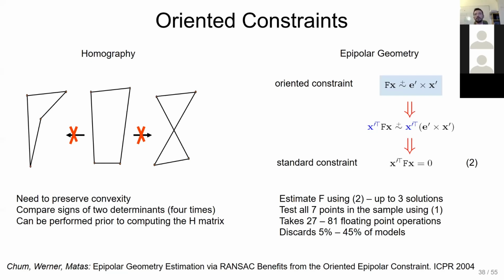And what you can do, you can estimate your fundamental matrix as usual using the standard constraint. Then you can take the 7 correspondences that were used to estimate the fundamental matrix and check whether the oriented constraint holds for all of them, which is very efficient, only a few floating point operations. And this way you can discard up to almost half of the models depending on the type of the geometry. So if it's a short baseline, then it's less, and if it's a wide baseline, you can discard more models.